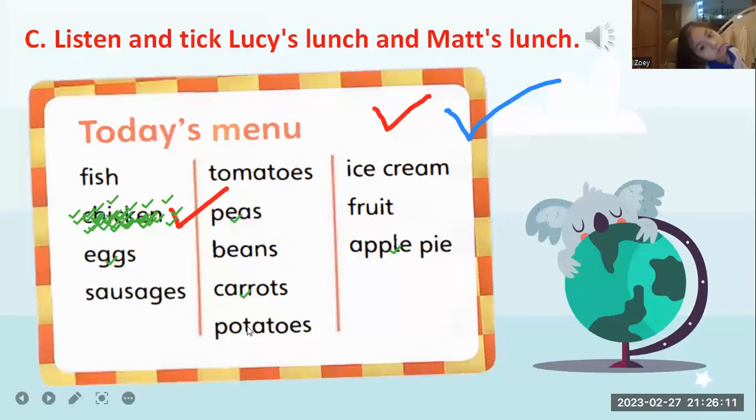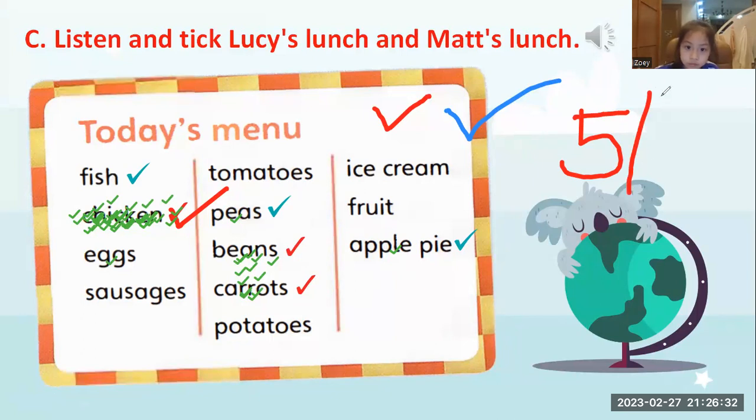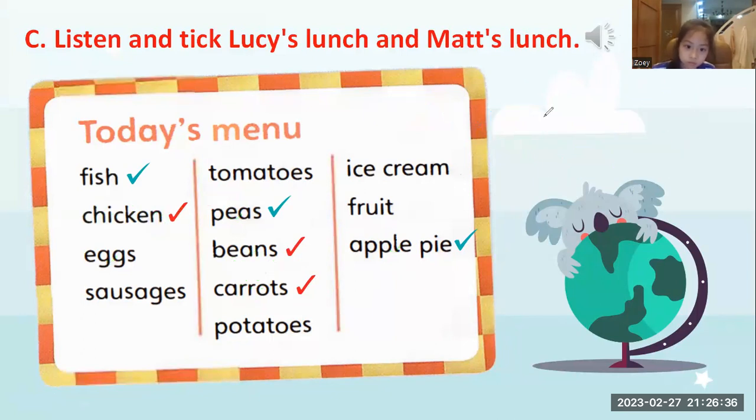Okay, so we have here chicken, carrots, beans. Okay. Then we have Matt. We have here fish, peas, apple pie. Okay, so for this one, Zoe, you got 5 out of 6.